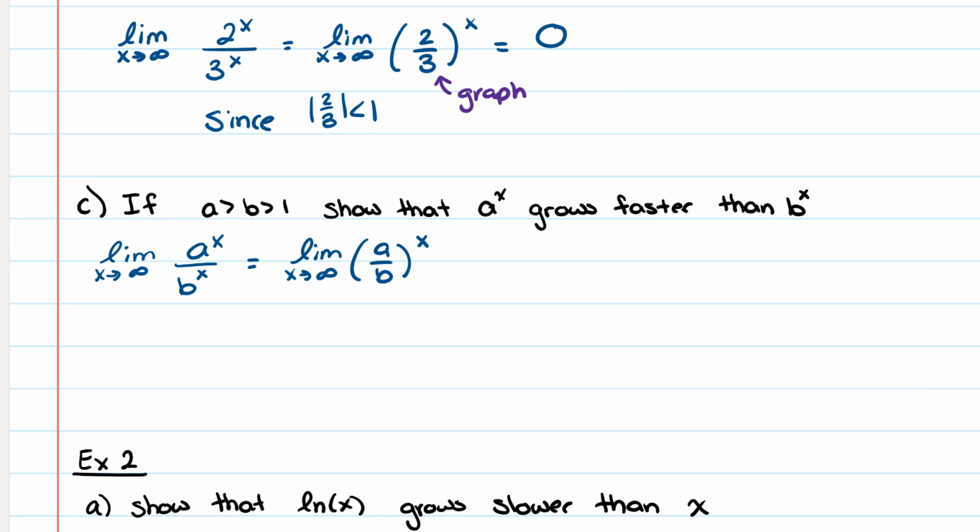And notice that a divided by b is greater than 1 because a is bigger than b. So if a is 5, b has to be like 6 or something, or 6.1. So once it becomes larger than 1, we know that this limit goes to infinity. Therefore, a to the x grows faster than b to the x.